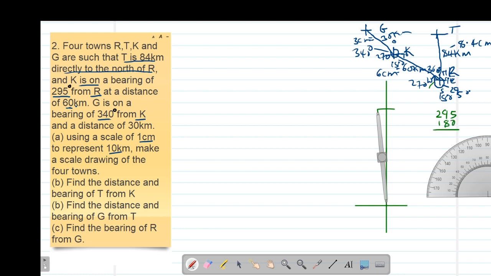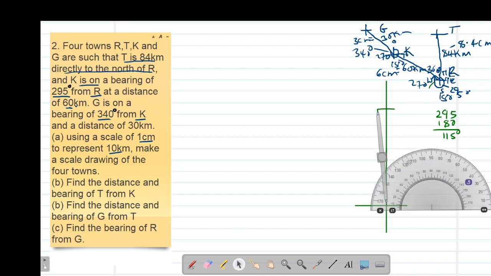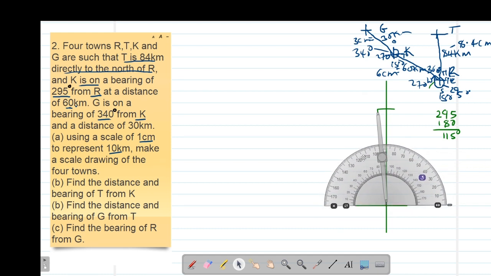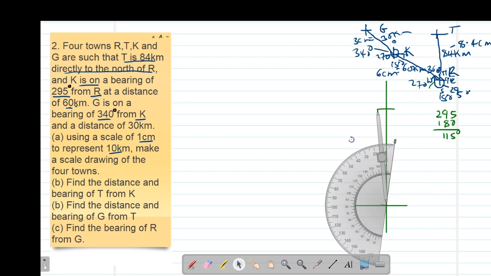So this is 295, then minus 180. I'm going to get 115. So I need an extra angle of 115 degrees. Therefore, I'm going to use my protractor to ensure that the angle is 115. So remember, 115, I'm supposed to measure it from the line that is connecting with 180 degrees.